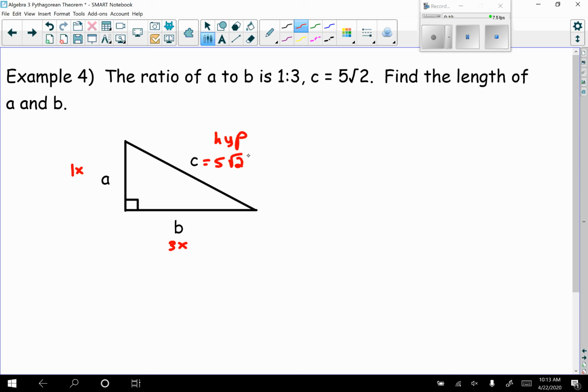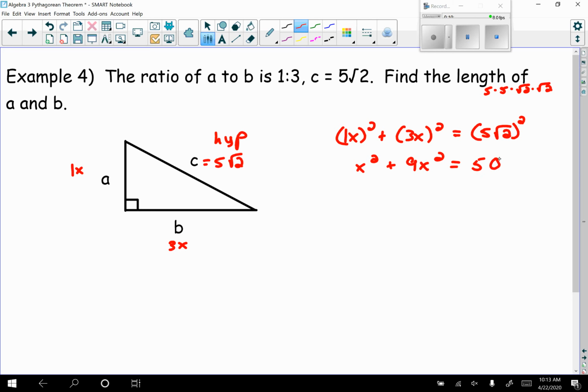So as I go to write this out, I'm going to have 1x squared plus 3x, that quantity squared, is going to equal the quantity of 5 radical 2 squared. So 1x squared is just x squared. Next, I'm going to get a 9x squared. And then if I square the 5, that's going to be 25 times 2. So again, we're thinking of this as 5 times 5 times radical 2 times radical 2. So I'm going to get 25 times 2, which is going to give me 50. If I combine the two x squared terms, I'm going to get a 10x squared equals 50.